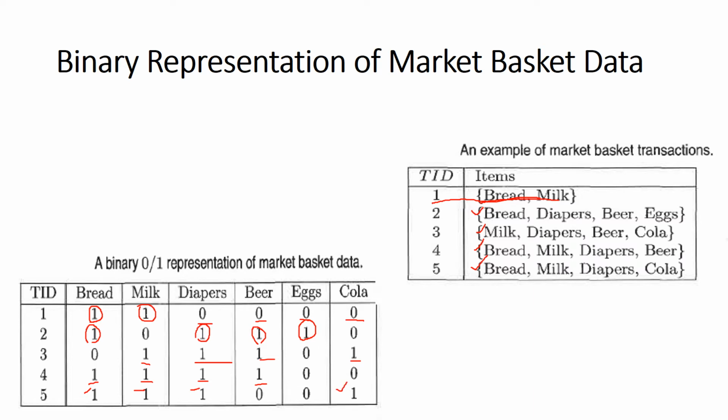This type of representation is called binary representation. Binary representation is going to be very helpful when this market basket transaction data needs to be given as input to a data mining algorithm.